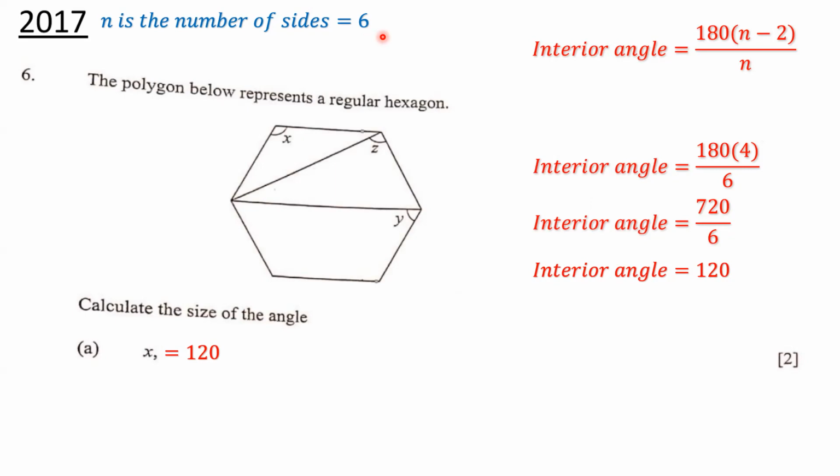And so n is equal to 6. So 180 multiplied by 6 minus 2, all over 6. What is 6 minus 2? 6 minus 2 is 4. And so we have 180 multiplied by 4 all over 6. What is 180 multiplied by 4? 180 multiplied by 4 is equal to 720. That's 720 all over 6. And 720 divided by 6 is 120. So the interior angle of this regular hexagon is equal to 120.